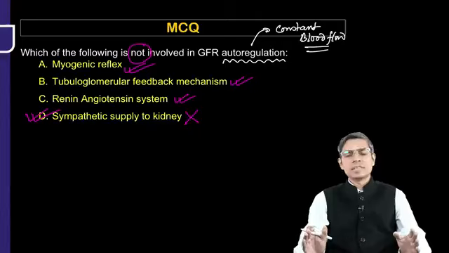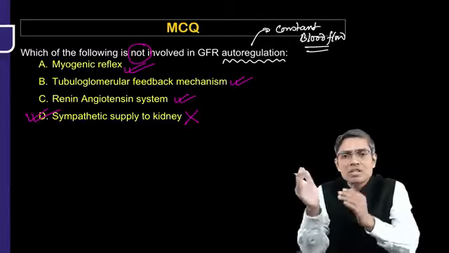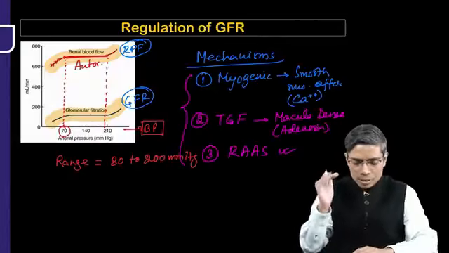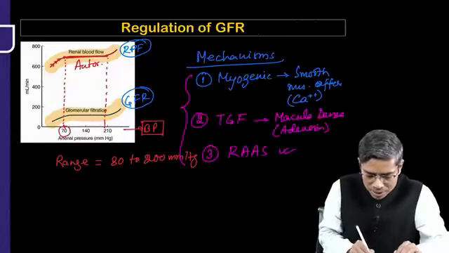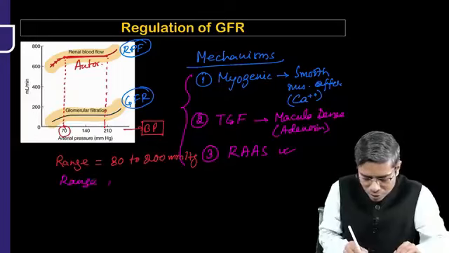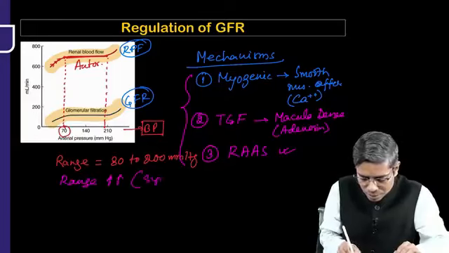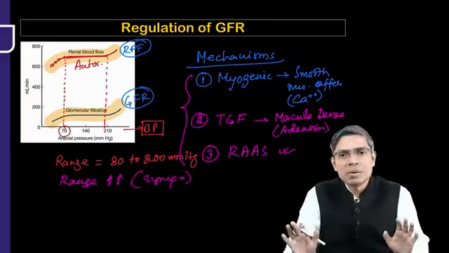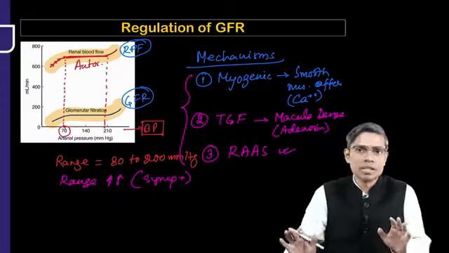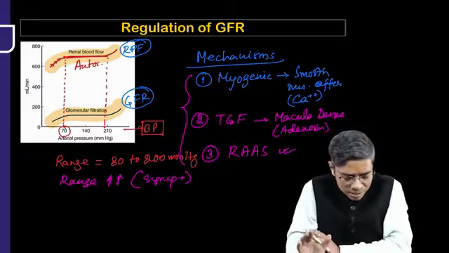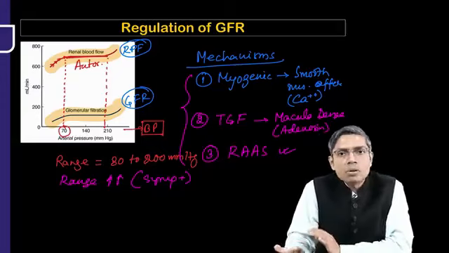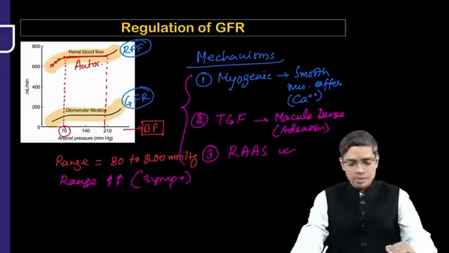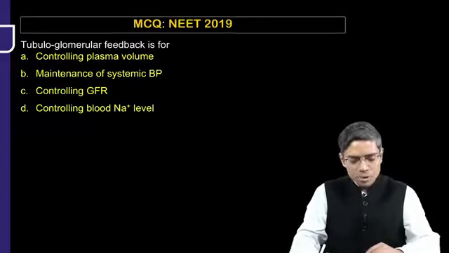The sympathetic system can change the range of autoregulation. The curve will generally shift to the right side. What is the meaning of shifting to the right side? It means the range will be increased. The autoregulatory range will be increased in the presence of sympathetic system stimulation. But the sympathetic system per se is not a mechanism for autoregulation. Got it? So this way you have to remember that the sympathetic system can increase the autoregulatory range, but it is not responsible for the autoregulatory mechanism. Okay, so this is about autoregulation of GFR.